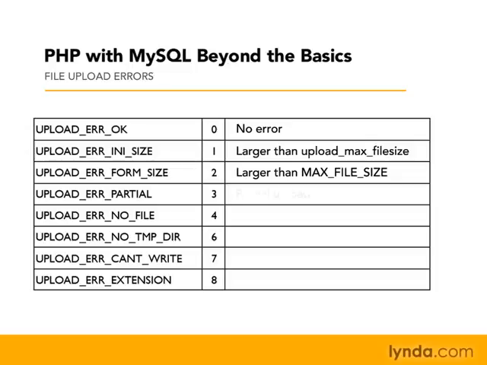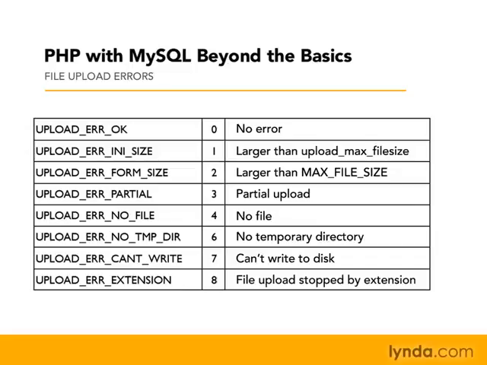Error number 3 is that there was a partial upload. The file didn't finish. Error 4 would be that no file was sent at all. You'll notice that error number 5 is missing from the sequence. That's an old error that's gone now. Error number 6, though, is that there's no temporary directory. And number 7 is that we can't write to the disk. There's a read-write problem, a permissions problem probably. And the last one's a little bit obscure, but it says that some kind of extension is stopping the file upload. So we would know to troubleshoot our extensions, which is something we haven't talked about yet. You can also always get a full list of these on the PHP website, and I've put the URL down there where you can look those up.